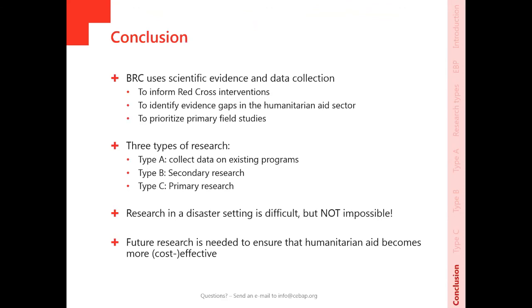Research in a disaster setting is difficult, but it's not impossible. So we should all strive to collect more data because future research is needed to ensure that humanitarian aid becomes more effective.